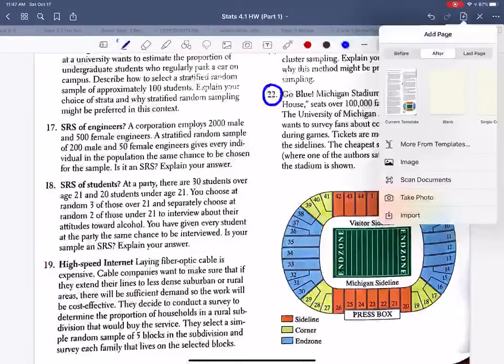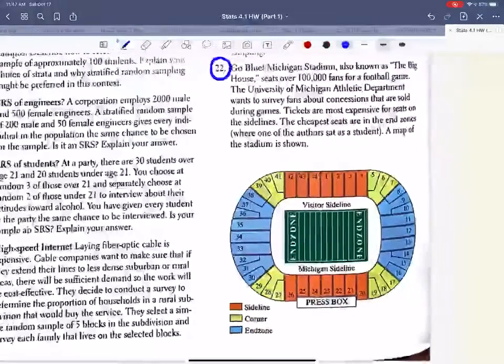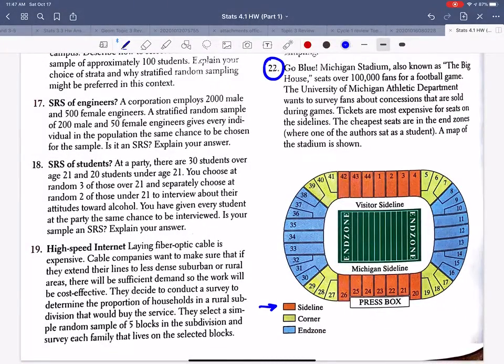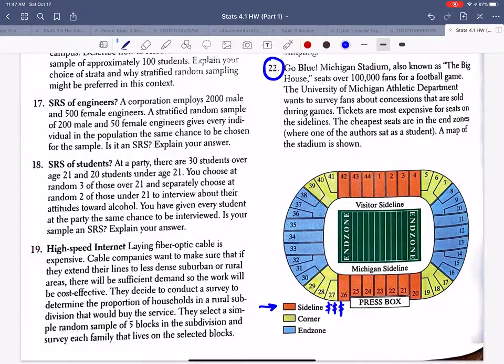Okay. So I'm going to need a section to write, so I added a page there. So the sidelines, that's this. These are the most expensive, so I'll put $3 there. The cheapest seats are the ones in the end zones, where one of the authors sat as a student. A map of the stadium is shown. Okay, so this would be like medium expensive.